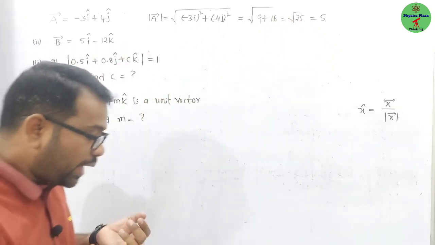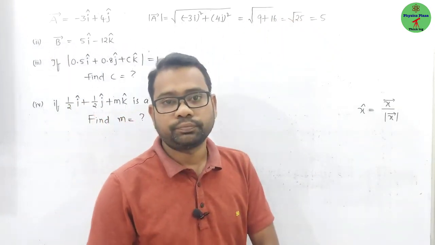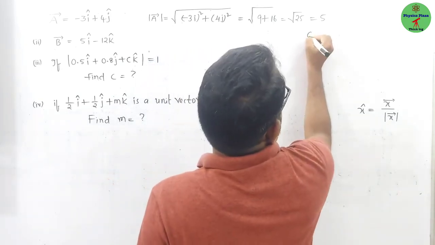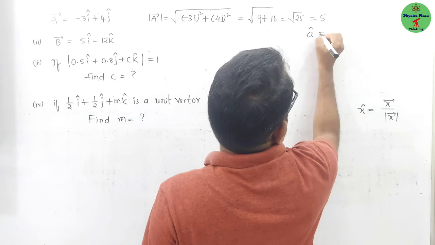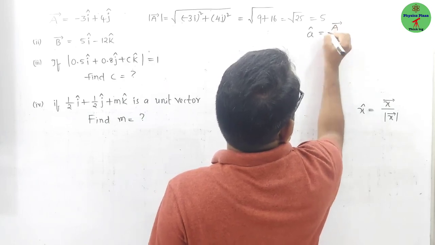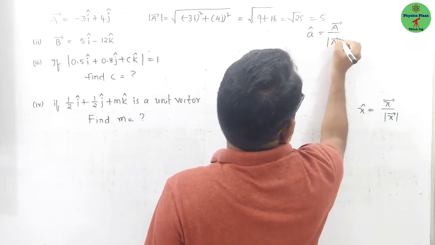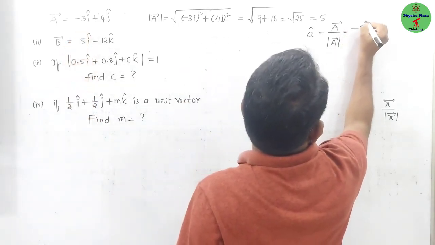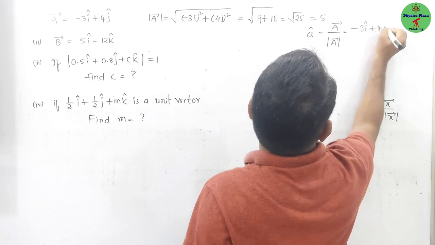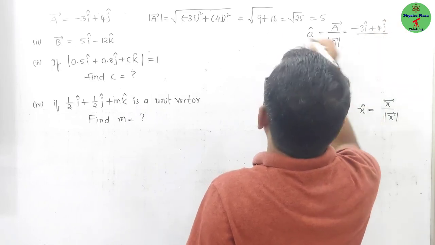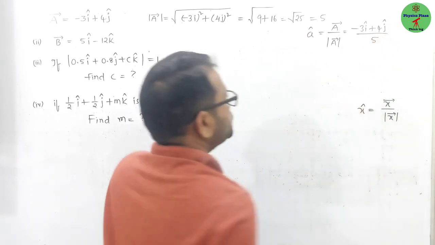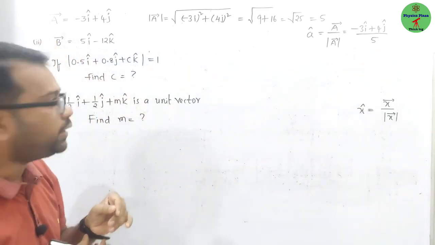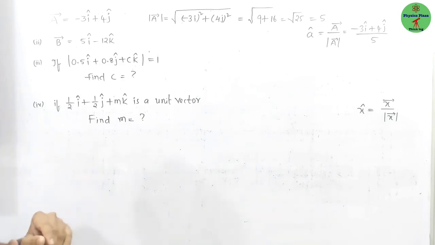Now we need to have the unit vector of vector a in that direction, right? So let a cap be the unit vector, then vector a by its magnitude, that's it. Now vector a is minus 3 i cap plus 4 j cap by its magnitude 5. That's it, children. So now this is the unit vector of this vector. Okay, fine. Children, can you try the second one?